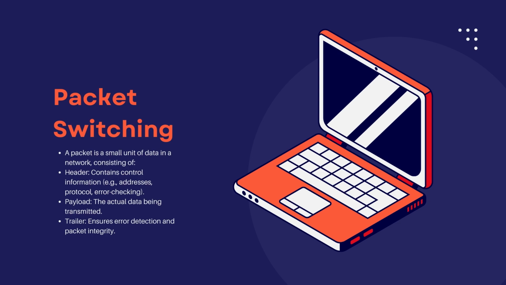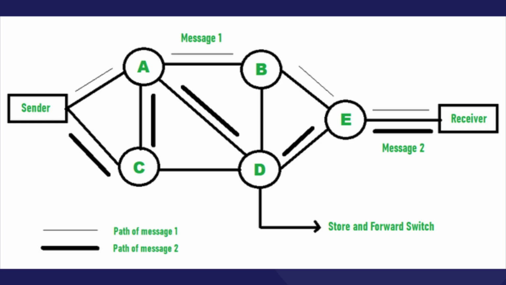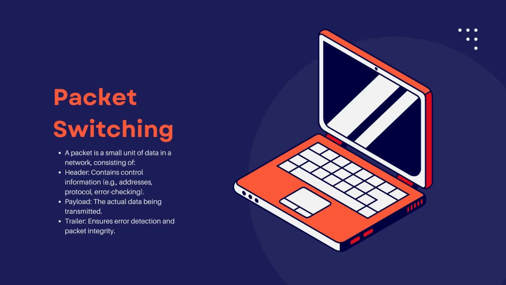Packet switching. In packet switching, data is broken into smaller packets, each containing a header, payload, and a trailer. These packets travel independently and may take different routes to the destination. This method is efficient and ensures reliability through error checking and retransmission.